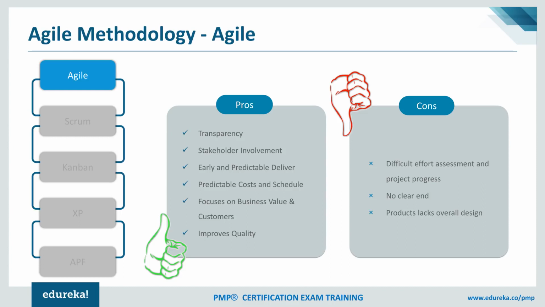There are a few cons as well. It's very difficult to do effort assessment and track project progress. So sometimes what happens is that when we work in an agile way, it's very difficult to estimate when the project is going to end, because we just go on working as long as we have requirements in the backlog, the product backlog as we call it. And the overall design or overall architecture we never define upfront, so it keeps evolving. So at times, people find it difficult in the beginning, but as they go on working, they would certainly get a lot of benefits out of this way of working.